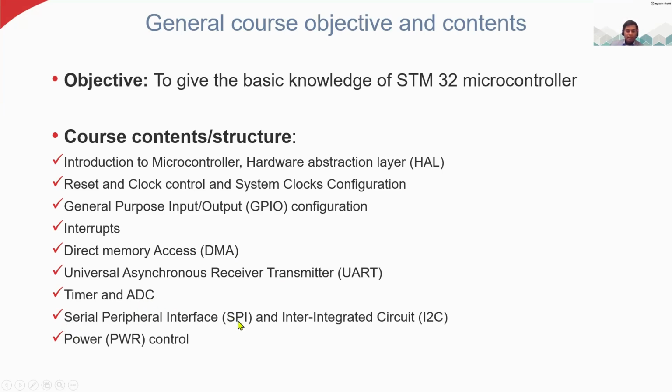And also we will see the SPI, serial peripheral interface, and also the inter-integrated circuit, I2C or I-squared-C, we can say simply like that. We will also see the detail of these things. And finally, we will see the power control, PWR. This is the course contents. In all the microcontrollers, these are the basic concepts we are going to use. So that is what we are going to cover in this course.